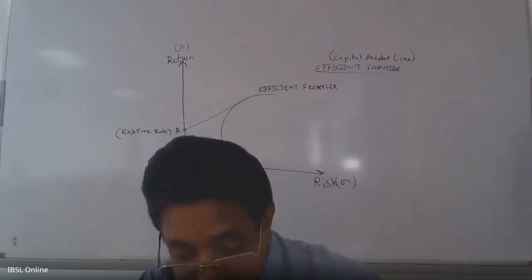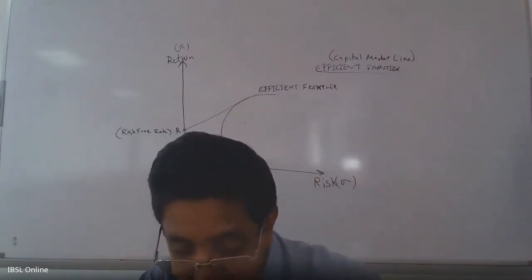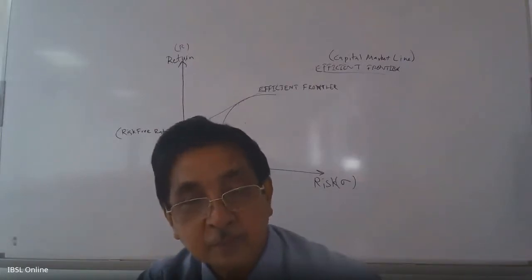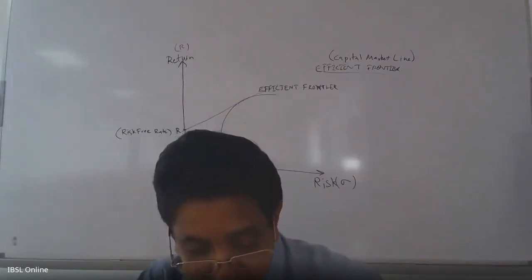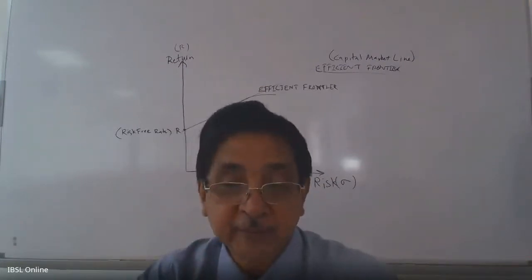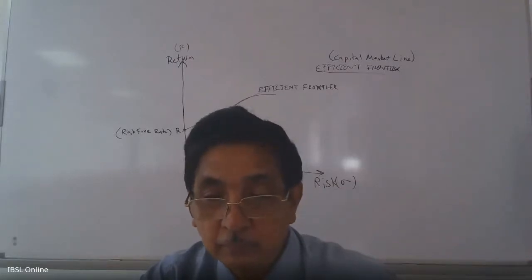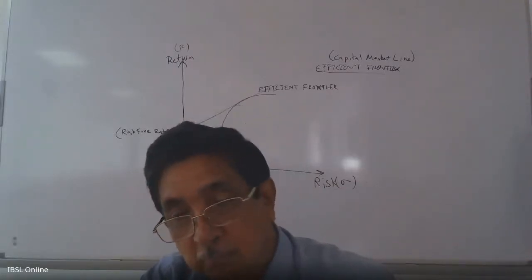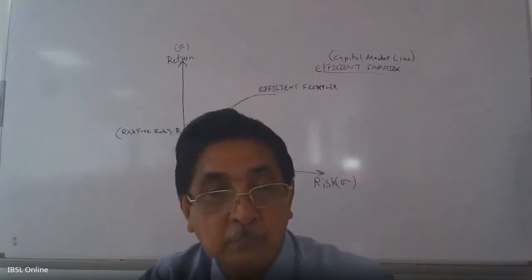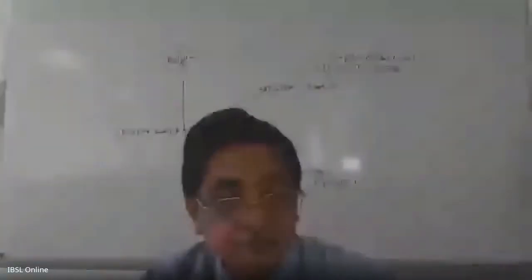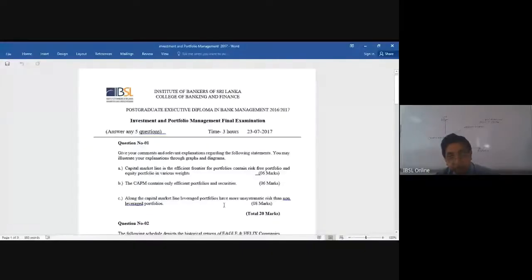because in the capital market line. So that is wrong. So therefore, the answer for part C: along the capital market line, leverage portfolios have more unsystematic risk than non-leveraged portfolios. That statement is also wrong.